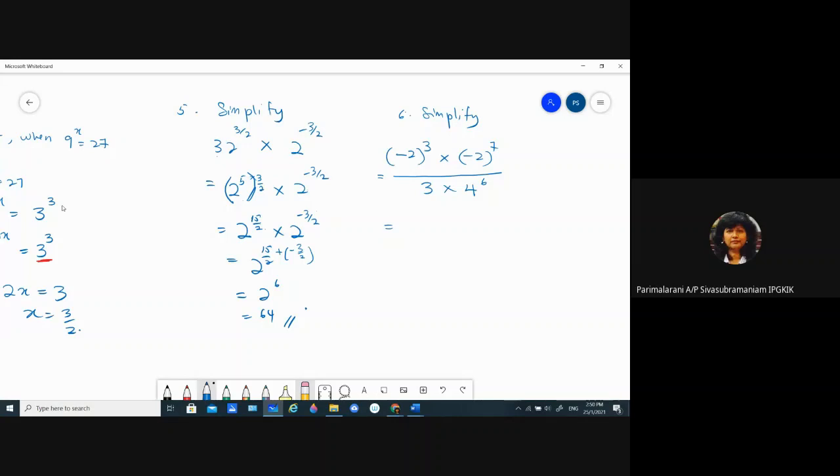So try to change everything to 2's, okay? First let us simplify the numerator. So we have negative 2 to the power of 3 plus 7 over 3 times, trying to change this 4 into 2, we get 2 to the power of 2 times 6. So this is negative 2 to the power of 10 over 3 times 2 to the power of 12. Now what do we do? How do we solve this? You can see 2, 2 here, but how do we make this negative 2?